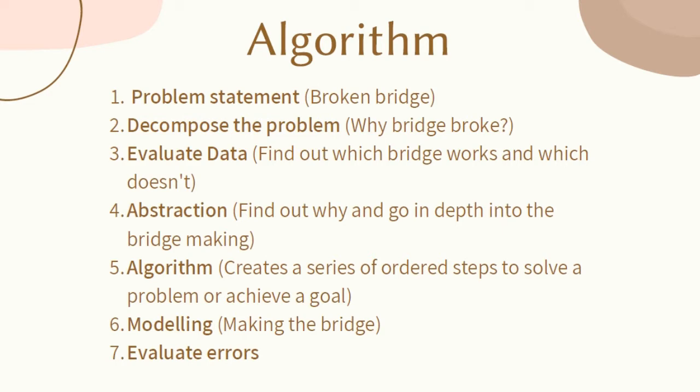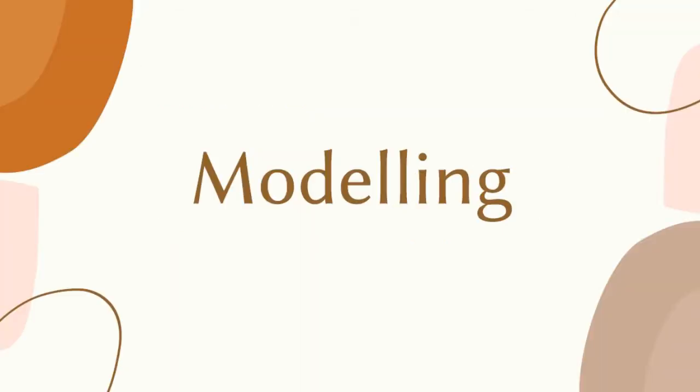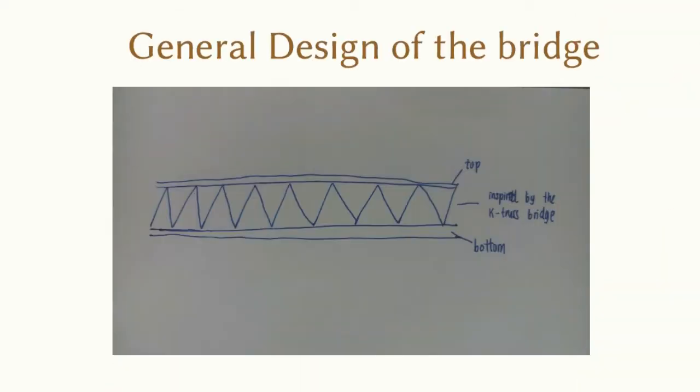Then, we evaluate the error. Proceed into the modeling part. It shows the general design of the bridge. This design is inspired by the K-truss bridge that we have discussed earlier. By folding the paper into fan shape, it represents the vertical member which will allow the tension and force to be distributed evenly throughout the bridge.